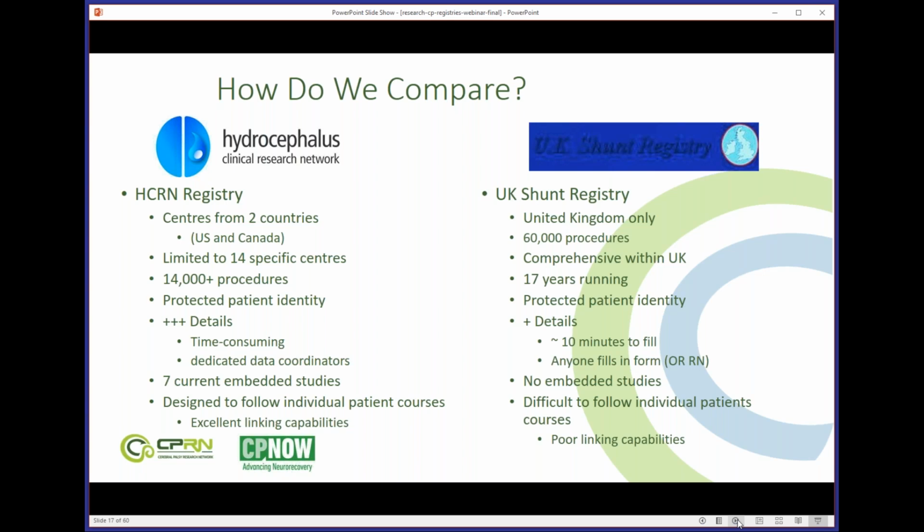They have 60,000 procedures. So they have a lot of quantity, and more limited quality. Not that their data is bad. It's just they don't have very much information on each patient, and it's difficult to follow them. But our registry is designed to follow each individual patient course. So we can see the patient's entire life with hydrocephalus, which is called linking, which is very important, in my opinion, for a registry.